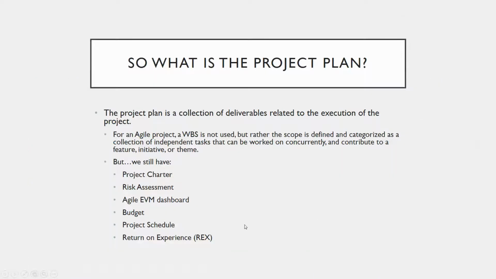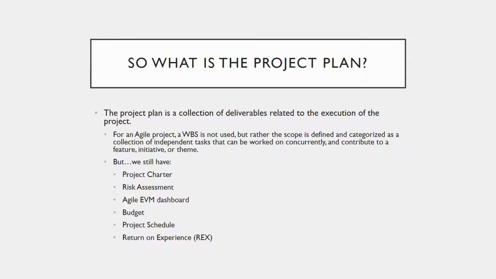So what's the project plan? A project plan is a collection of deliverables. Obviously everybody understands, hopefully, what a project plan is. Now for Agile, it's a little bit different. A WBS is not normally used. It could be used. I could take all of the user stories and just assign them some generic number, but that's not really the point of Agile.